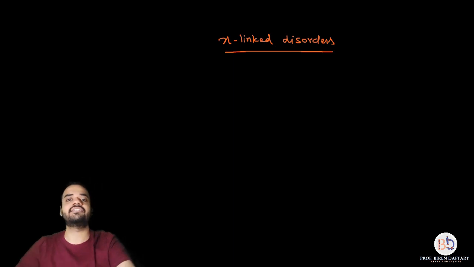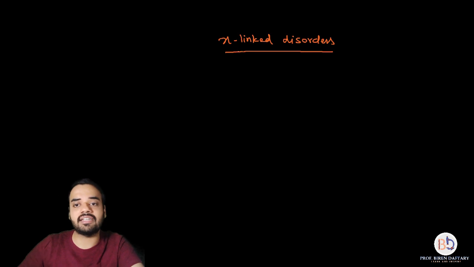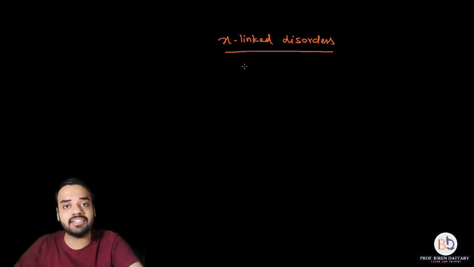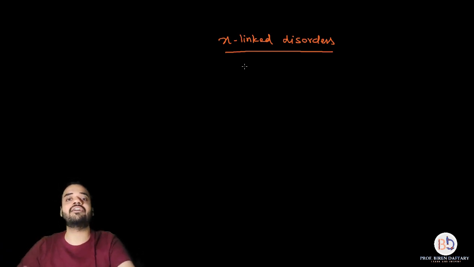So we are going to study about X-linked disorders now. X-linked disorders are the disorders which are caused because of X-linked genes. X-linked disorders are present both in males and females because males have a single X chromosome and females have two X chromosomes. That is why these disorders are present in both the genders.